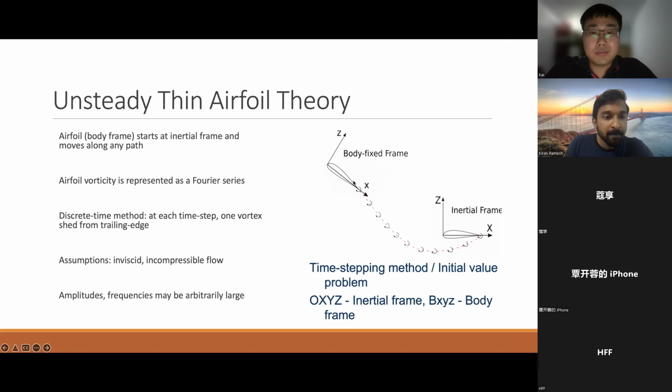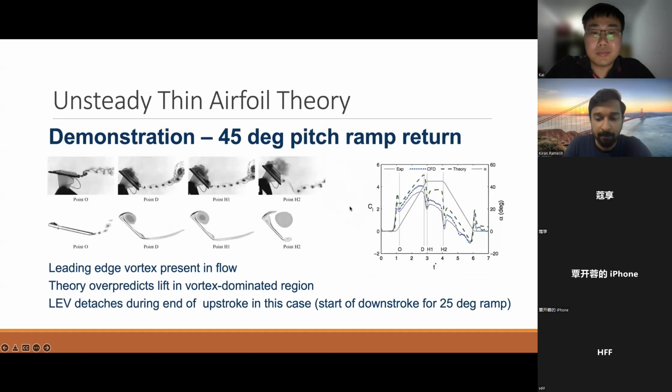Here, just like in conventional thin airfoil theory, the airfoil vorticity is represented as a Fourier series. Now, we have the typical assumptions of potential flow, that the flow is inviscid and the flow is incompressible. The amplitudes and frequencies may be arbitrarily large. So here, the unknown at every time step is the vorticity distribution or the Fourier series on the airfoil.